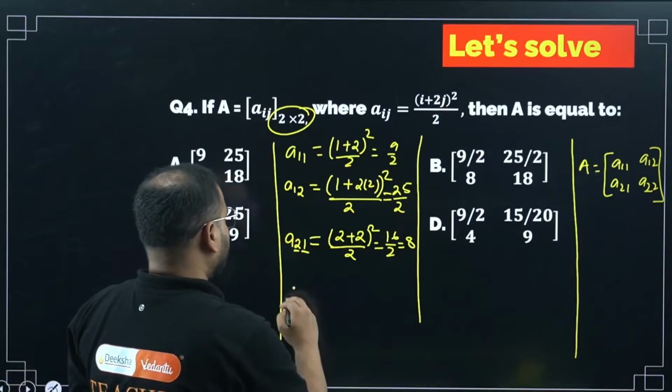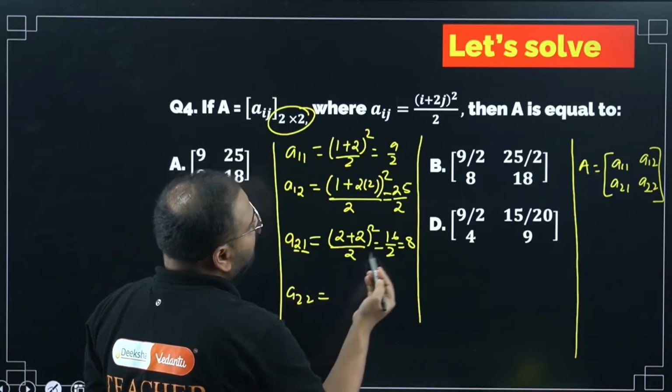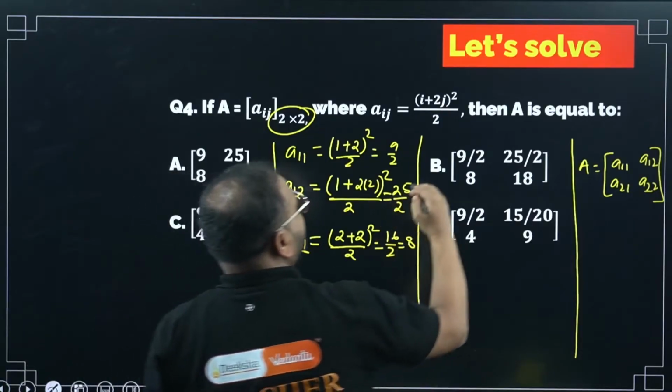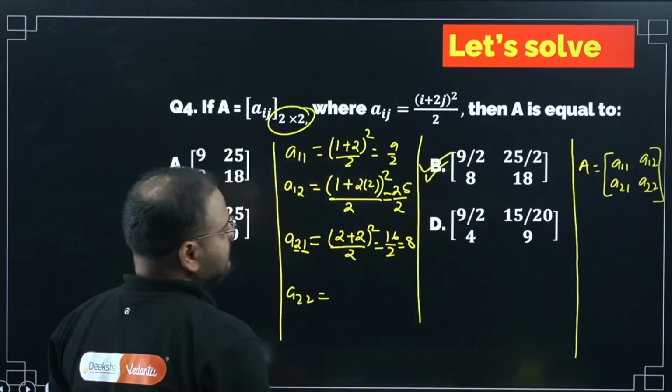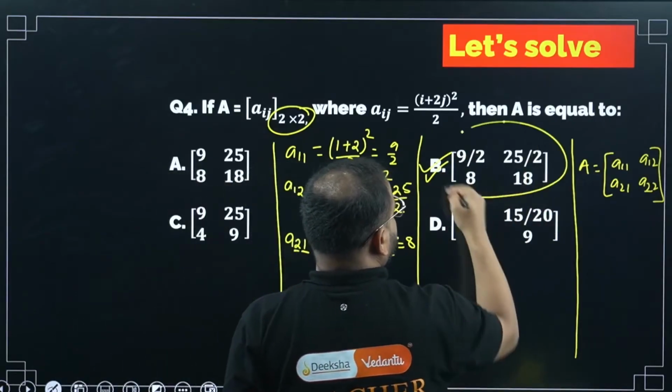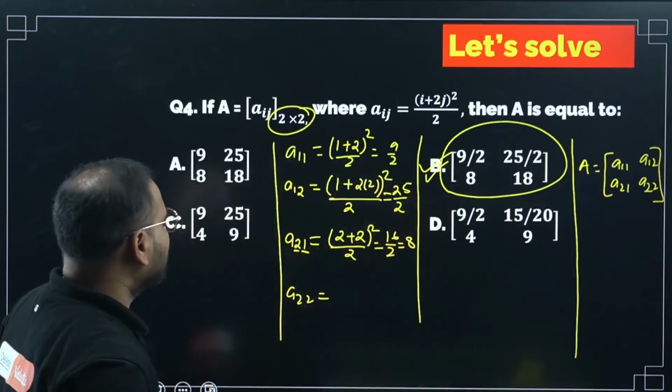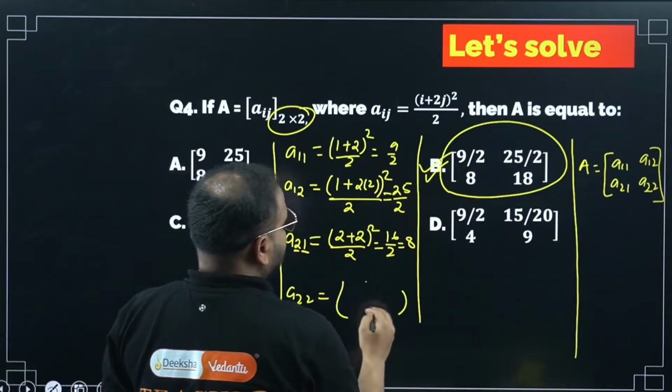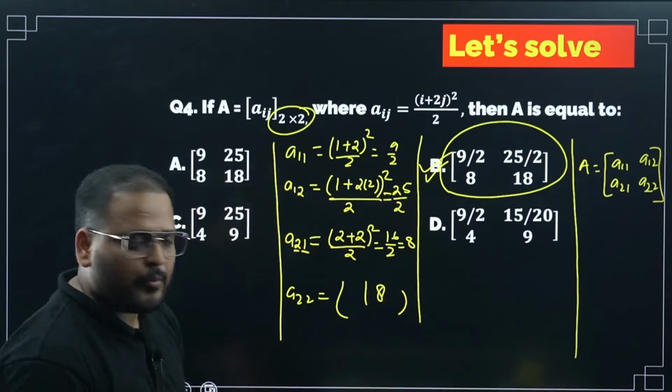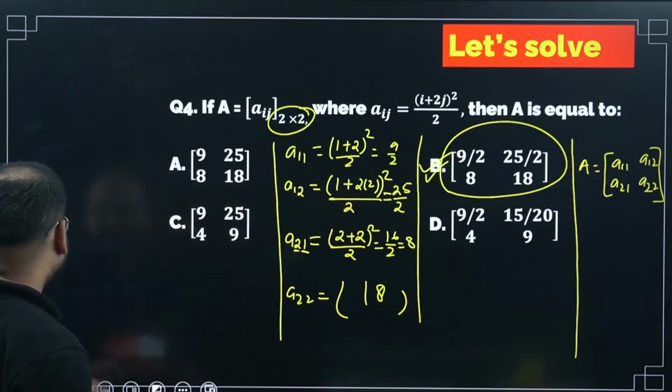Okay, A22. You can see here the option will be B. Option B is my correct answer. 9 by 2, 25 by 2. If you solve this, it will also come as 18. I hope you understand it. Let's move on to the next problem.